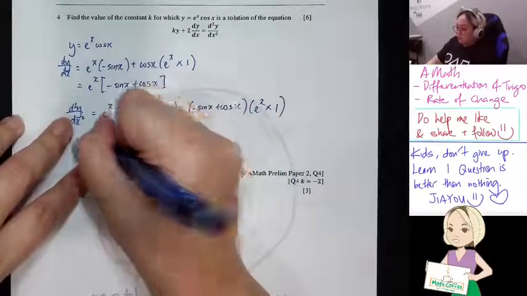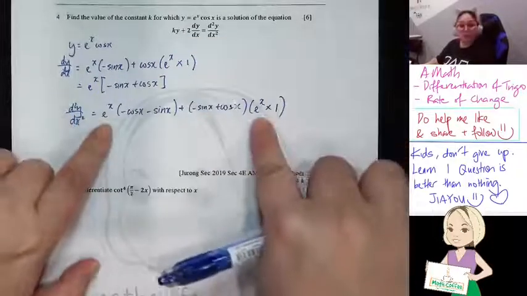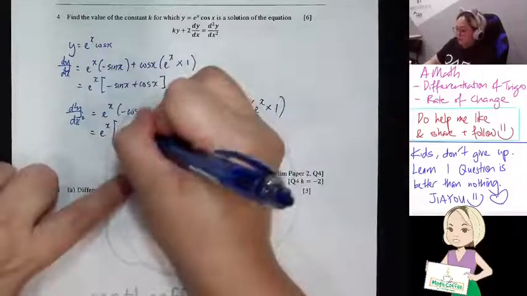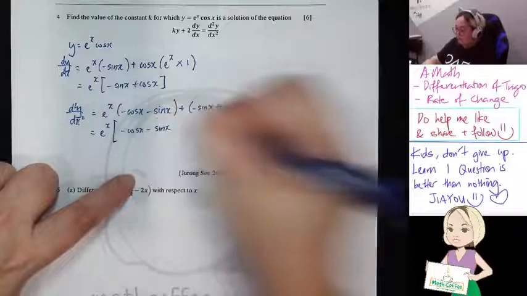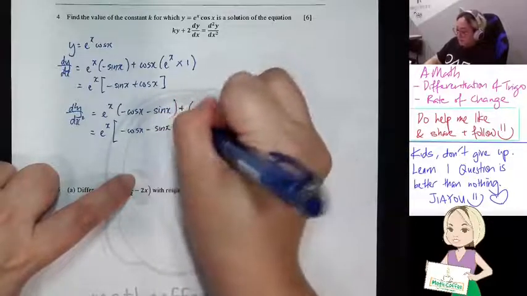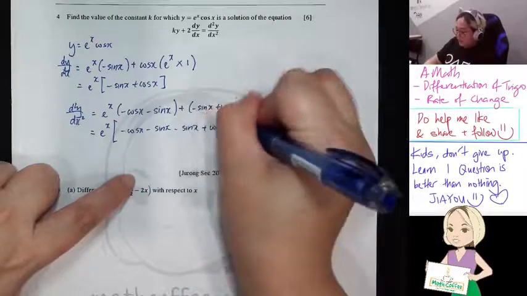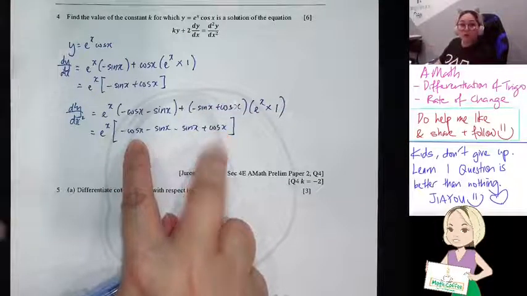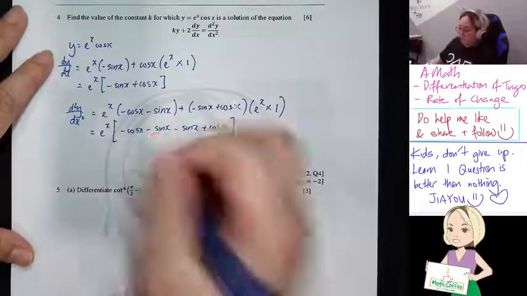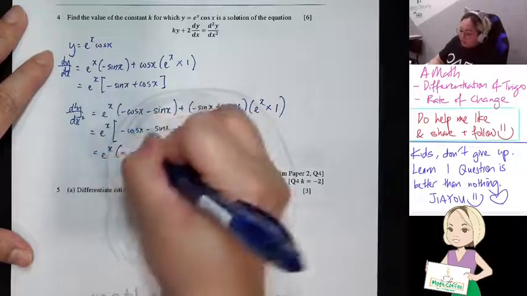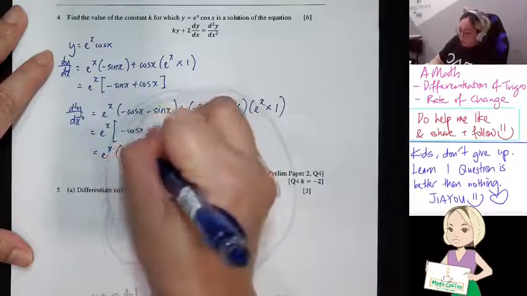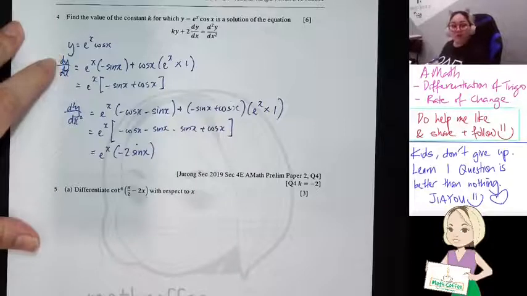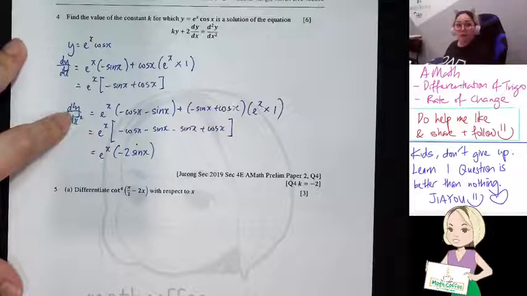Okay, so now I'm going to take out the common factor again. I'm going to take out e to the power of x. So I will be left with minus cosine x minus sine x minus sine x plus cosine x. And you can see that minus cosine x plus cosine x is 0. I end up having minus 2 sine x. So it becomes e^x times minus 2 sine x. So you can see that I have my dy/dx ready, I have my d squared y over dx squared, and I also have my y.